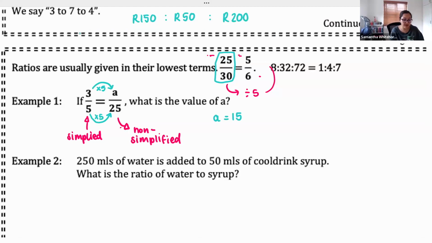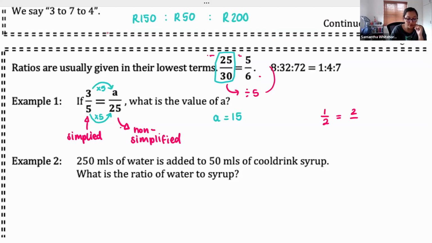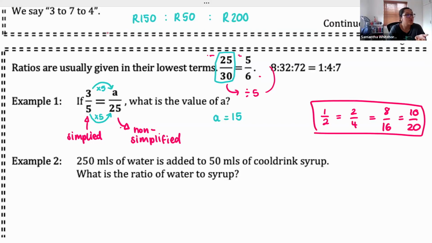Now, when you guys did fractions, you spoke about this idea of equivalent fractions, or fractions that mean the same thing. Fractions that have the same meaning or represent the same parts of the whole, they're just represented differently. Equivalent fractions would be something like a half is the same thing as 2/4, which is the same thing as 8/16, which is the same thing as 10/20. All of these fractions represent a half. We're just using different numbers, but they all represent a half.